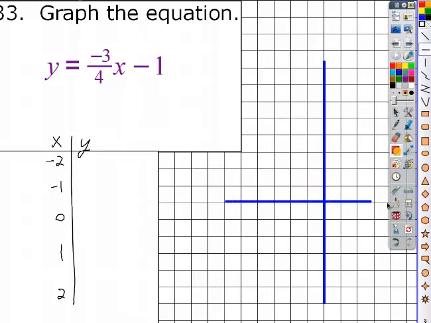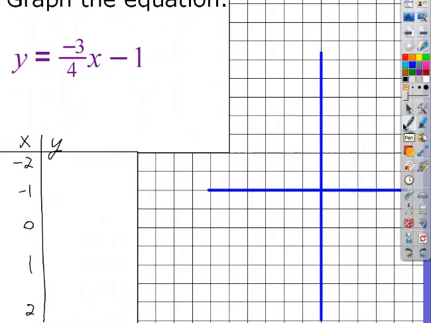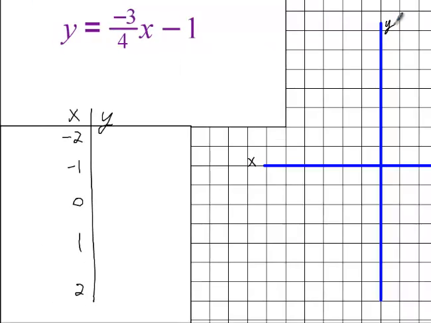All right, so let me make my x and y axis here. And again, we're going to label these. Okay, so which one is the horizontal? Right, that's the x. And the vertical is going to be our y. All right, so now what we need to do is plug these values for x into the equation.